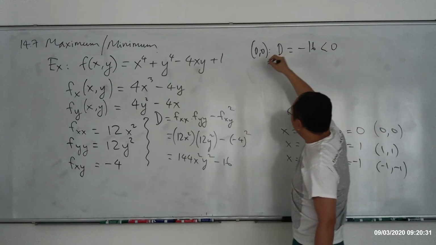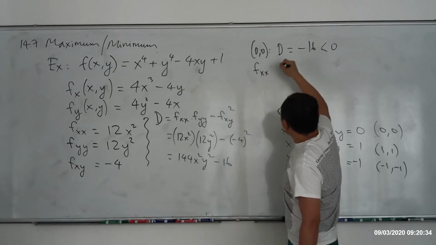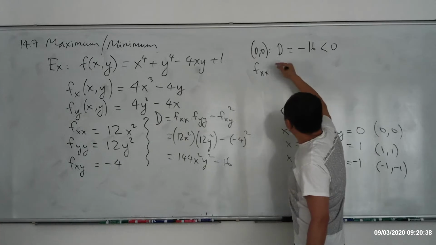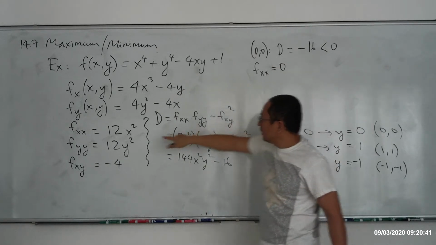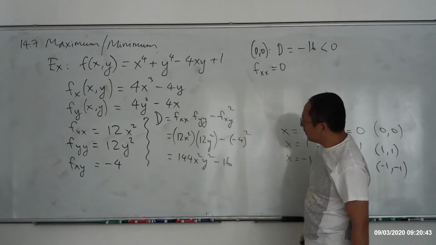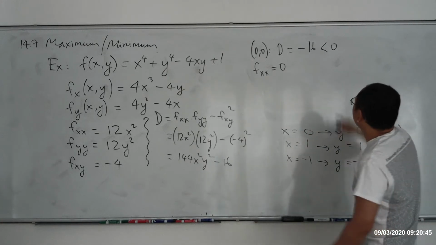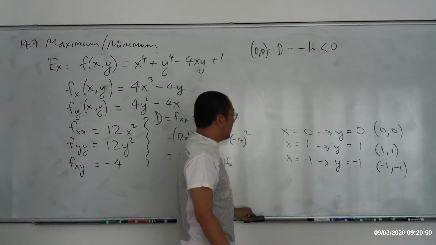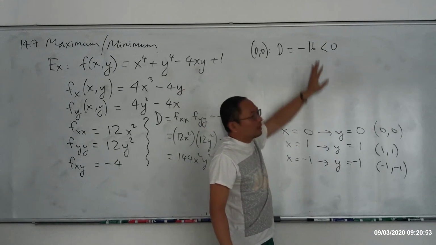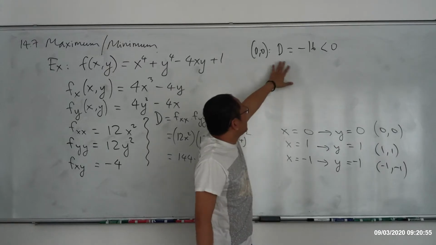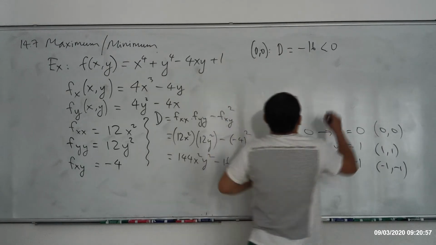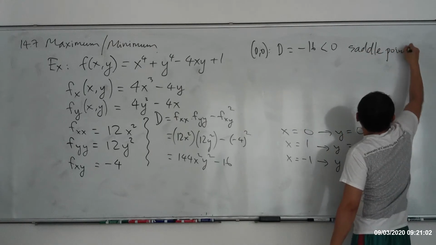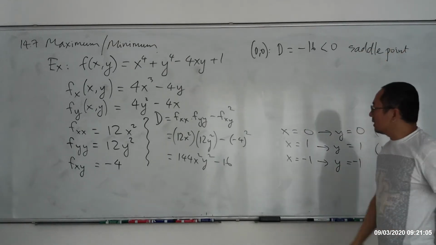And I'm going to try fxx at 0, 0. Fxx is right here, equal to 0, because x is 0. Oh, but D is negative already. I don't even need to calculate fxx because, according to what we learned, if the determinant D is negative, this point is going to be the saddle point. Saddle point, for sure. Doesn't matter if x is positive or negative.